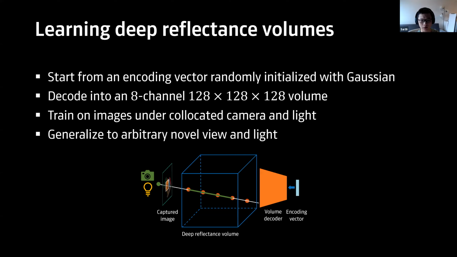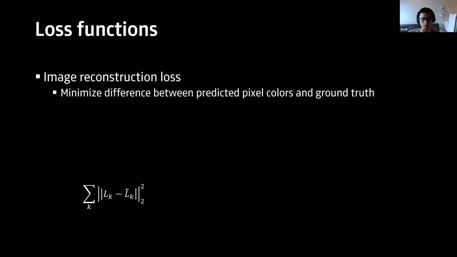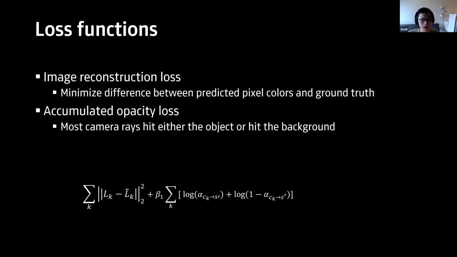Our loss function consists of 3 terms. The first term is an image reconstruction loss, which minimizes the L2 difference between the predicted pixel colors and the ground truth pixel colors. And the second term is the regularization of cumulative opacity along the camera ray. It encourages the cumulative opacity to be either 0 or 1. That is, most camera rays should either hit the background or hit the opaque object. When the camera ray hits the background, its cumulative opacity will be 0. And when it hits the opaque object, its cumulative opacity will be 1.